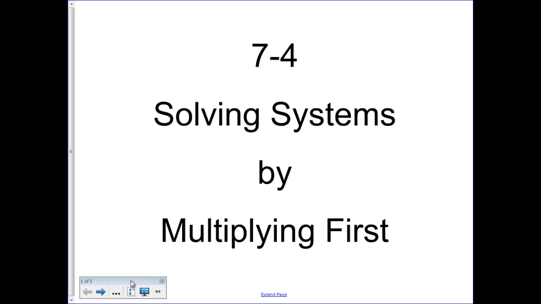Hello and welcome back. These would be the notes for Chapter 7, Section 4, Solving Systems by Multiplying First. There is a PDF that you can print out and follow along if you'd like to do so.